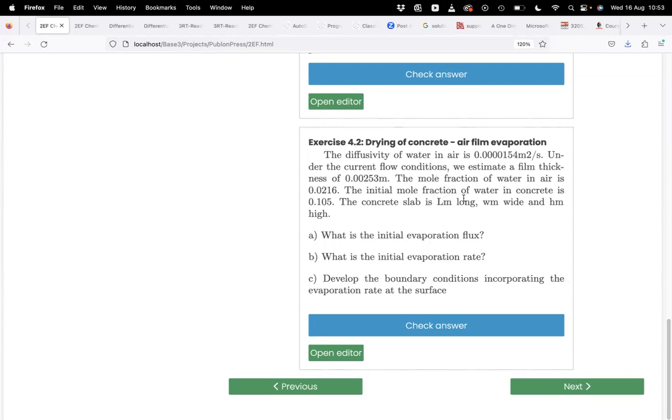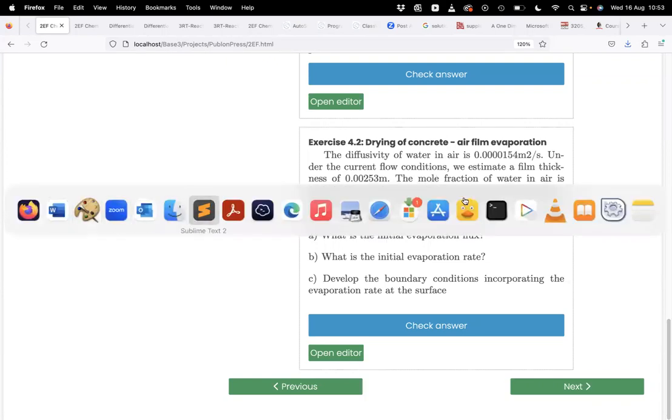I'm just going to add these dimensions for L and so on.